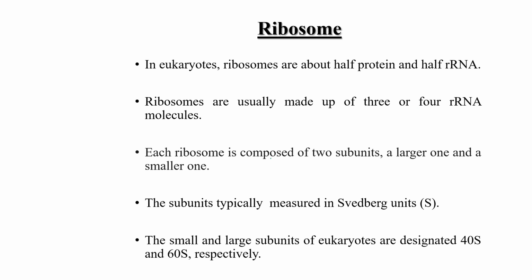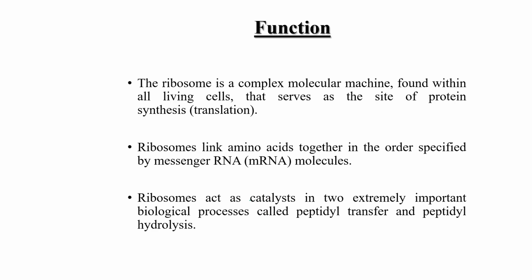Okay, each ribosome is composed of two subunits, a larger one and a smaller one. The subunit size is measured in Svedberg units, or S. The smaller and larger subunits of eukaryotes are designated as 40S and 60S respectively. Okay. The ribosome is a complex molecular machine found in all living cells that serves as a site for protein synthesis, or we can say translation.